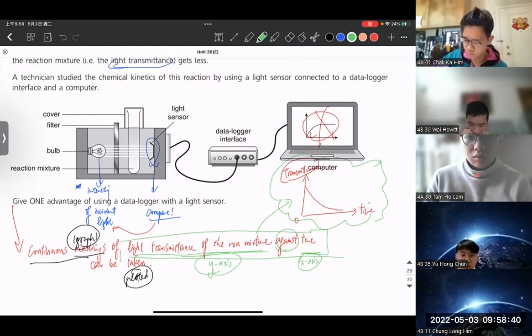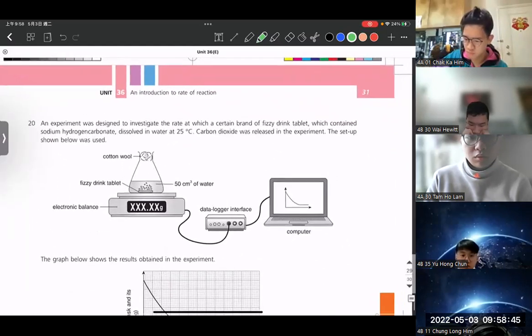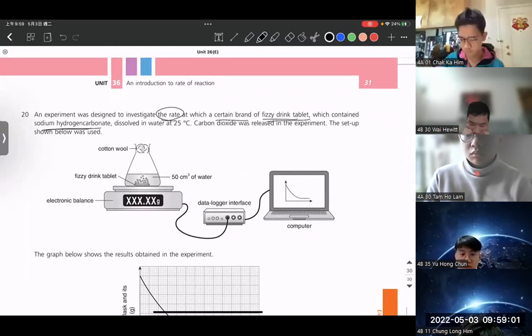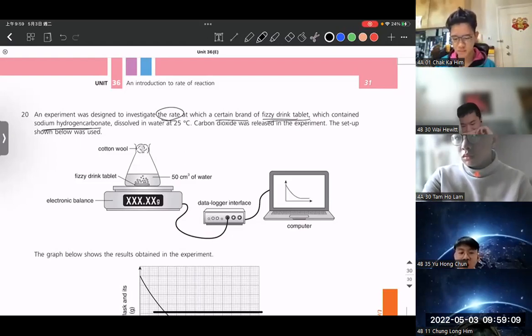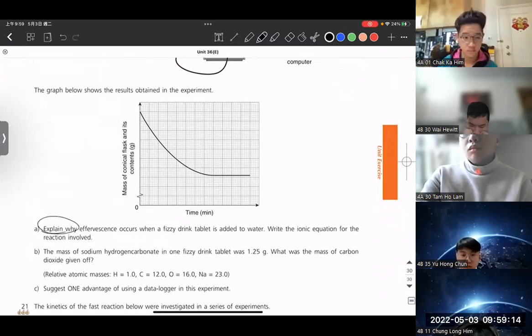Now, question 20. Now we have another experiment investigating the rate of reaction of a certain brand of fizzy drink tablet, when reacting with acid, dissolved in water at 25 degrees. Carbon dioxide is formed from the reaction. The setup is shown below. Explain why effervescence occurs when the fizzy drink tablet is added to water, and write the equation.